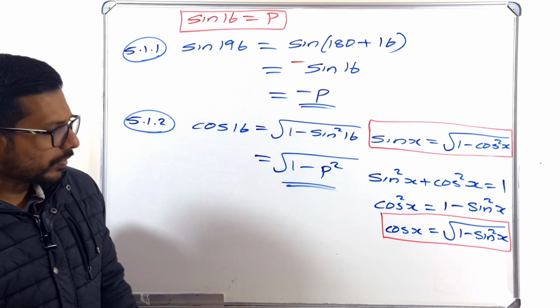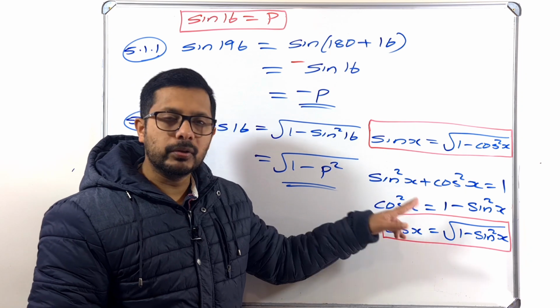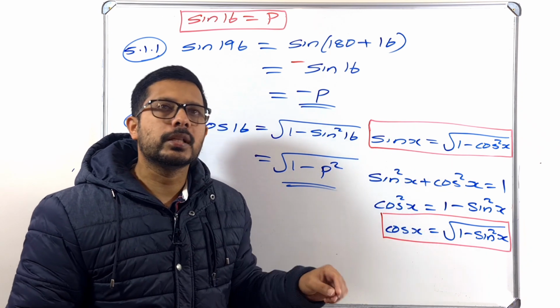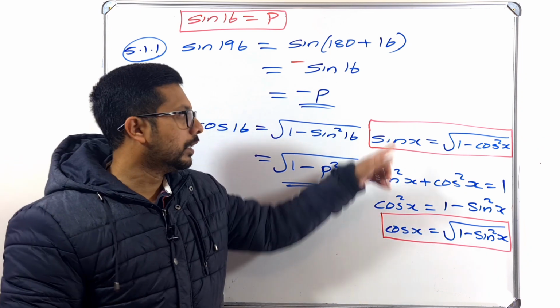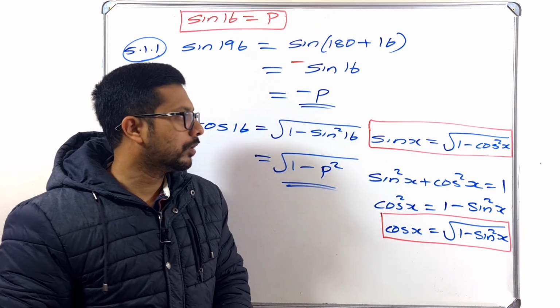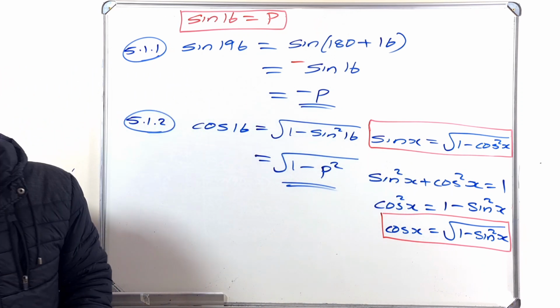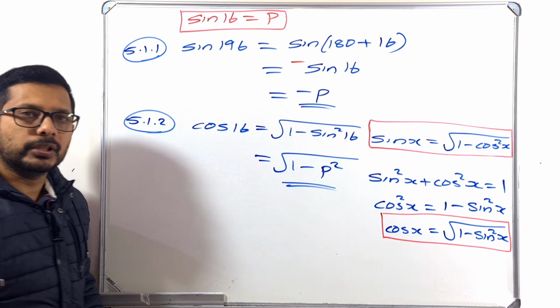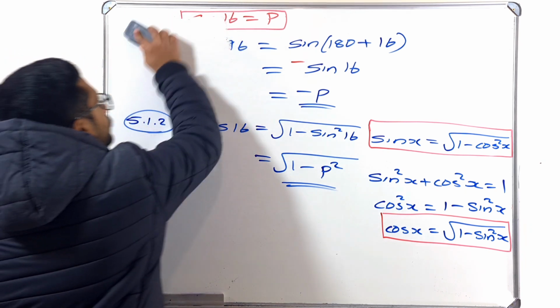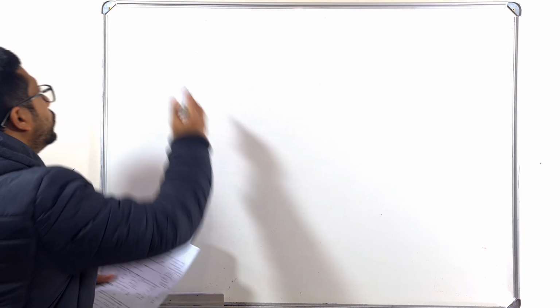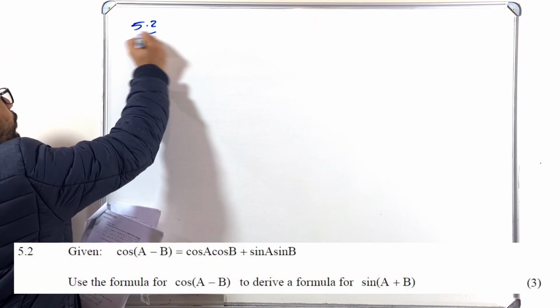Okay, so try to understand this one. You have to keep that in your mind. Cos x is root of 1 minus sine squared x. Sin x is root of 1 minus cos square x. Okay, so that is 5.1.2. Now let's go to 5.2. Question number 5.2.